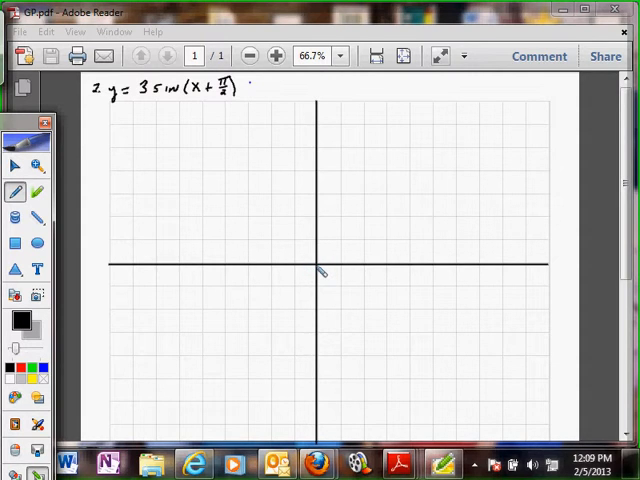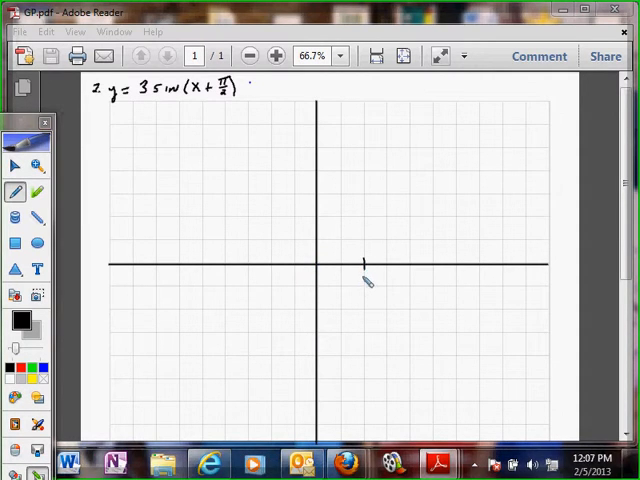That means my period is going to be 2 pi, just like the note card tells you. My period is 2 pi. And I want to split this up into increments of pi halves as my note card shows. So I'll start at 0, 0 there. And then here I'll make this pi halves. Then pi. Then 3 pi halves. Then 2 pi.